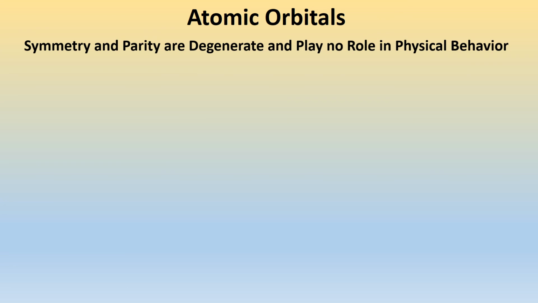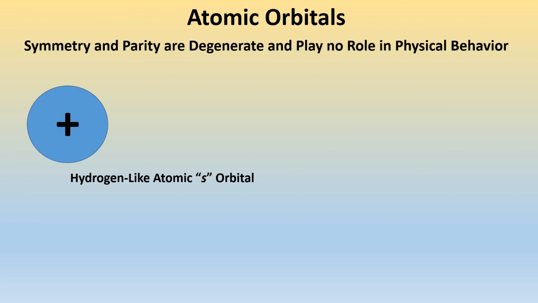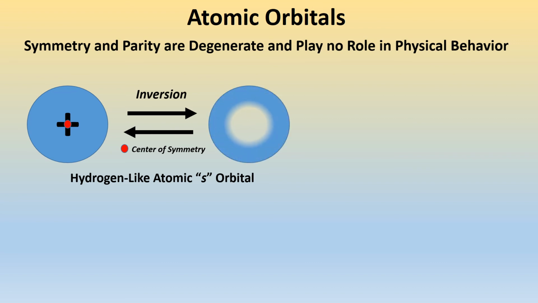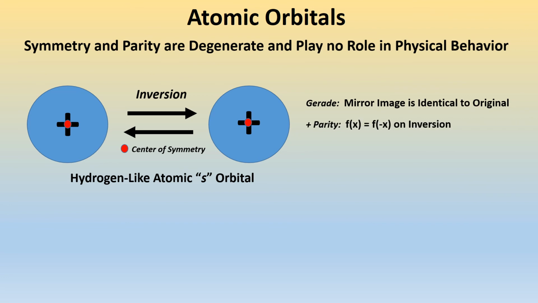What that means can be seen by example. For example, if one takes a hydrogen s orbital, this is spherical and has a positive sign. It also has a center of symmetry. When this function is inverted, one finds that one gets back the original function. Therefore, the s orbital is gerade. The mirror image is identical to the original, and it also has positive parity, as changing the variables from one side to the other does not change the outcome.